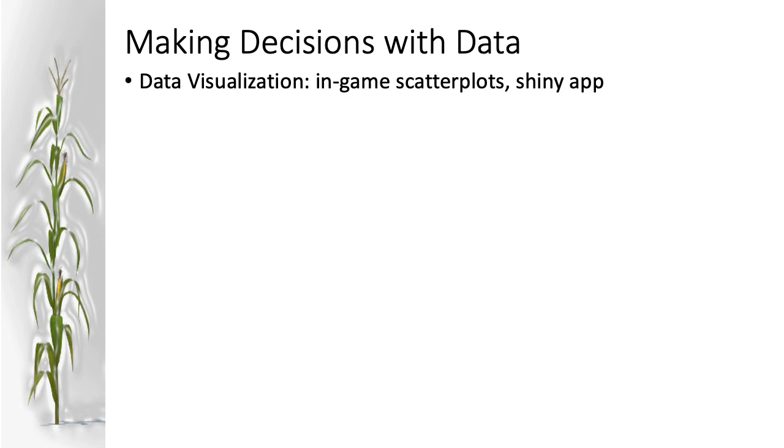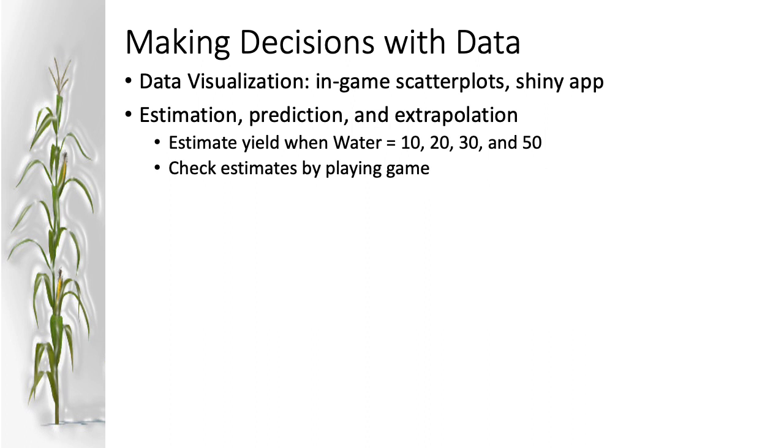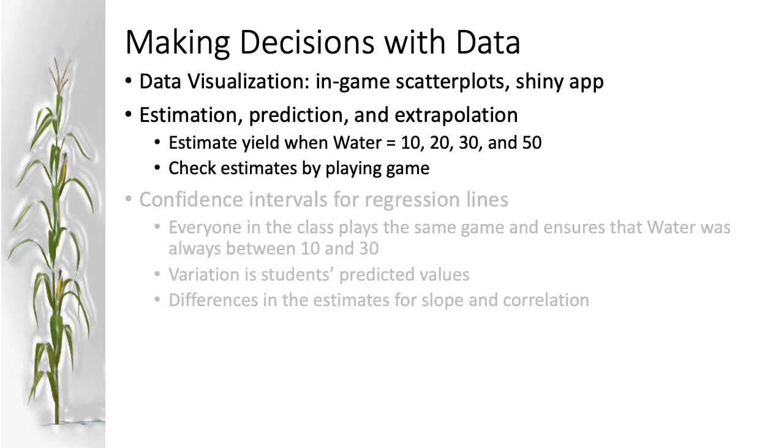Students can access their data either directly in the game or they can use a Shiny app. There are a lot of statistical concepts that students can learn with this game, one of which is using data for estimation, prediction, and extrapolation. Students can use the data they collect from our game to estimate yield based on differing water levels. They can then immediately check how close they were by playing the game.